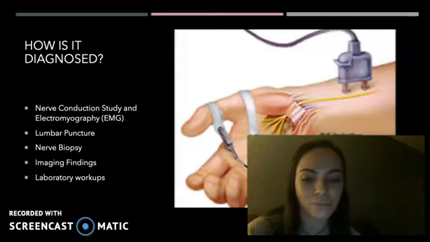Nerve biopsies. Controversial in its value, a nerve biopsy can show demyelination and remyelination changes, but these are only seen in about half of the biopsies. Imaging findings. MRI studies may show enlargement of the nerve roots, which can reflect demyelination and remyelination. Laboratory workups. Lab workups can be used to rule out neuropathy from other causes.